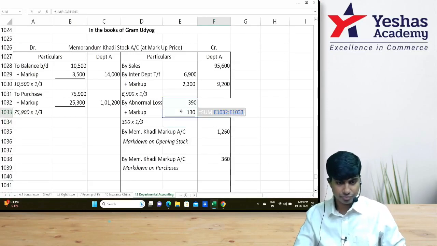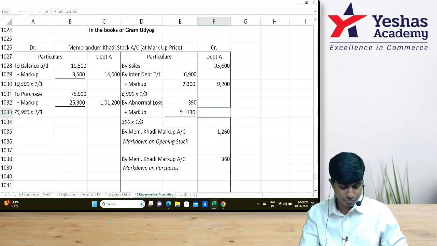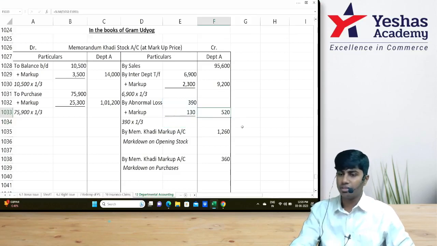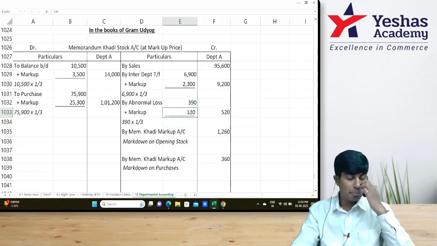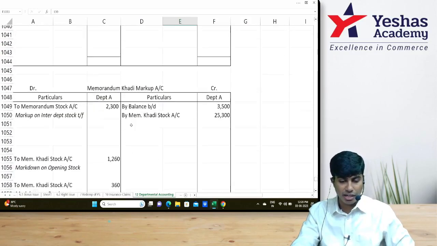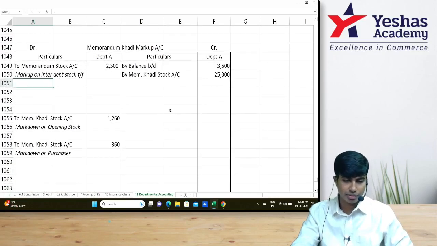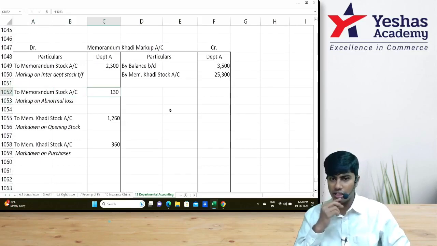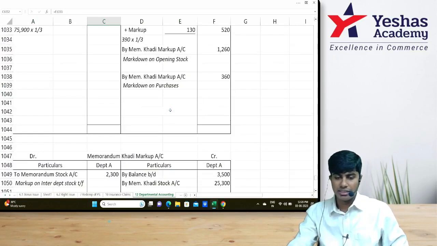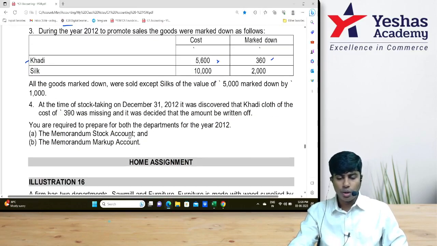520. Am I right? This 130, what is there here as abnormal loss? It is markup. This has to come in our memorandum markup account. Here I'll write on the debit side: to memorandum stock, markup on abnormal loss 130. Am I right? That's it. Anything else missing? No. Everything done.